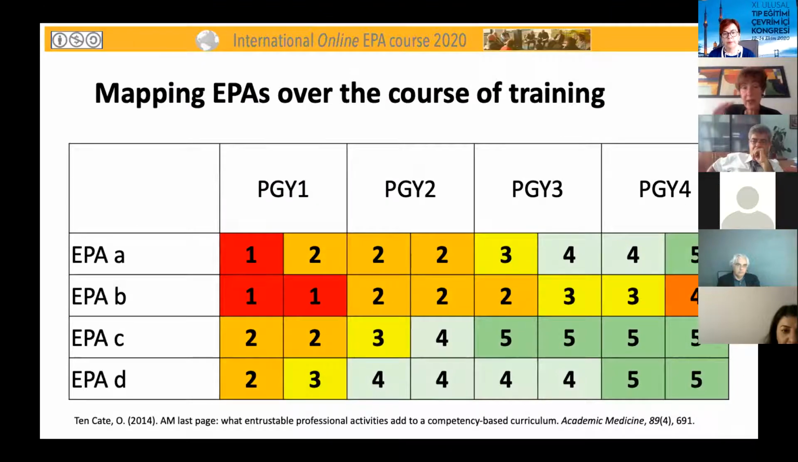So you have to map the EPAs over the course of the training. So postgraduate year 1, 2, 3 is on the top, and then in the vertical line, the different EPAs. And then you can give an indication of when you expect for a certain EPA to go to unsupervised practice. In what year, and then you can also say in what rotation. And this is very valuable both for the learner and for the supervisor.